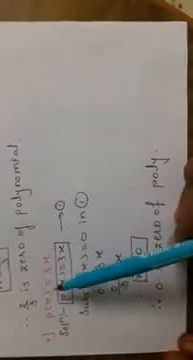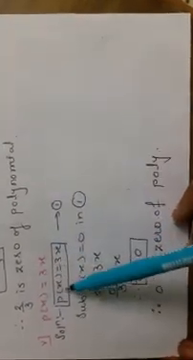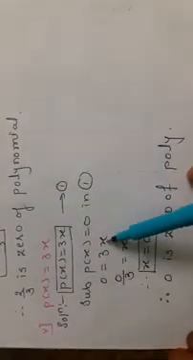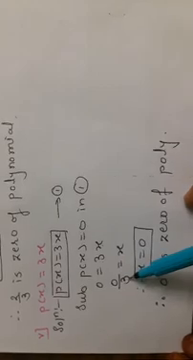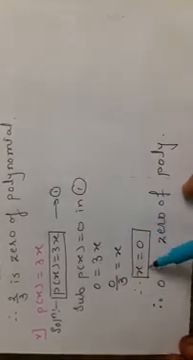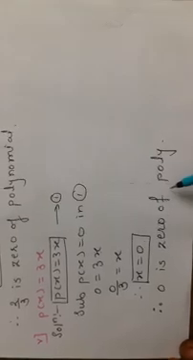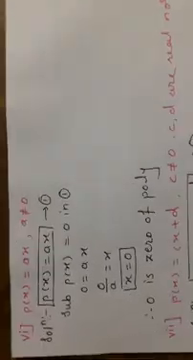Fifth problem, p of x is equal to 3x. Again we will substitute p of x is equal to 0. 0 is equal to 3x. 0 divided by 3, which is equal to x. x is equal to 0. So 0 is a 0 of the polynomial.